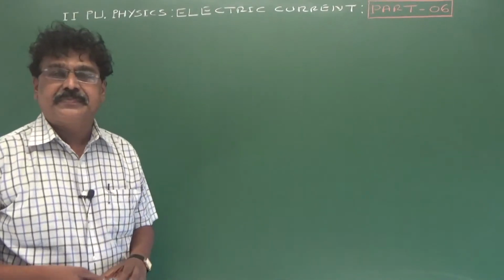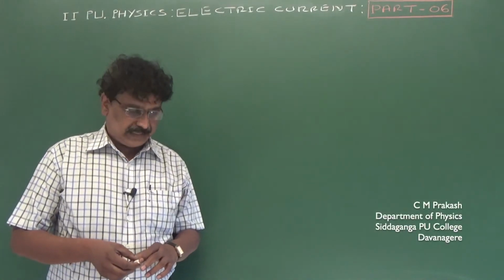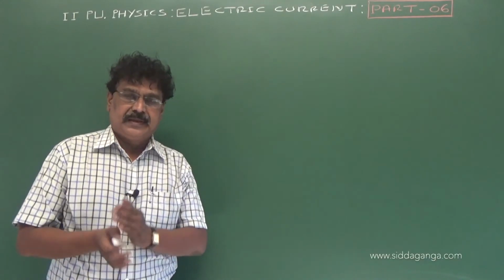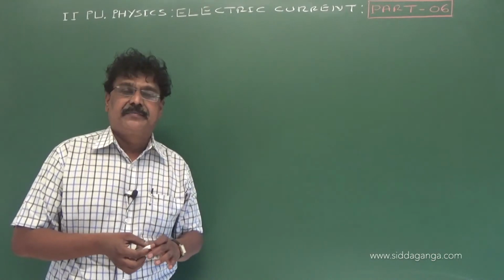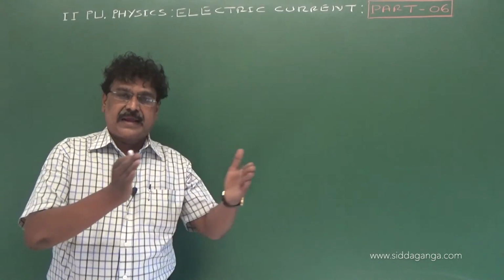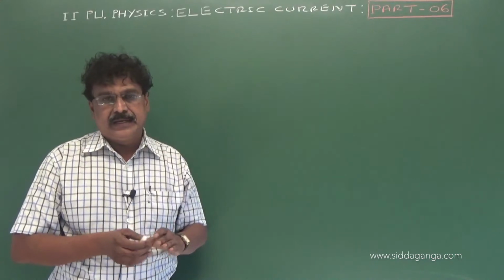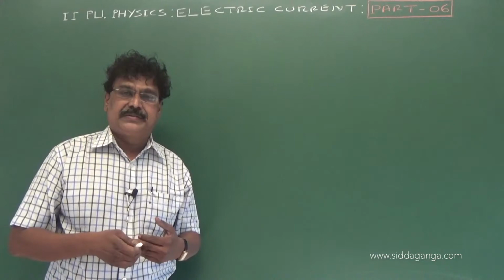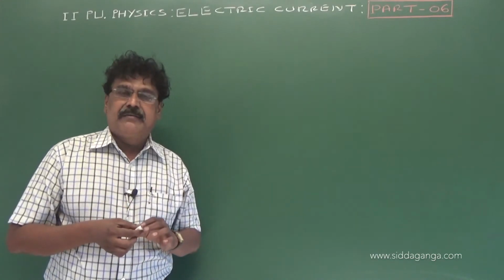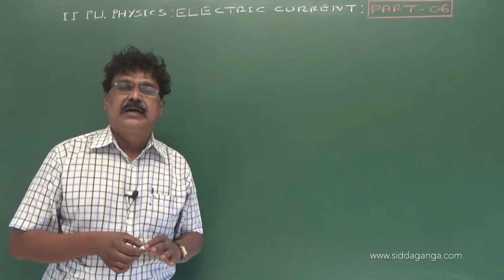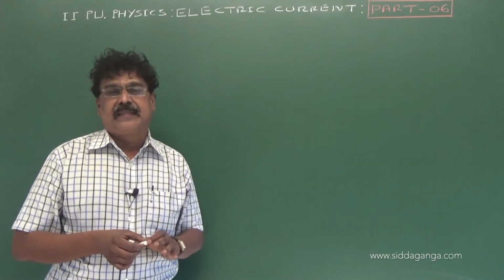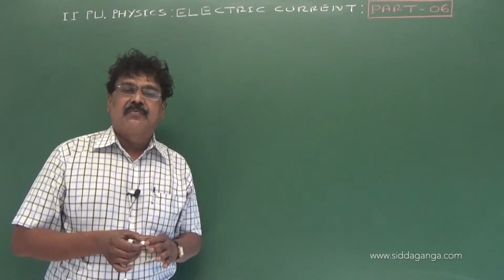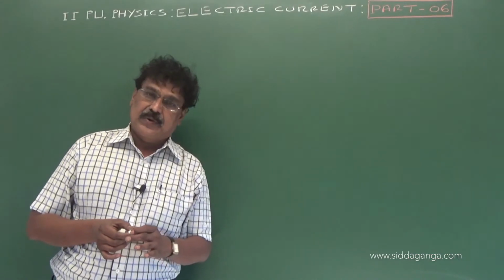Hello students, in the last class we discussed the expression for current density. We derived Ohm's law and discussed Ohm's law and its applications. And we have also discussed the resistance of a conductor. It is the opposition offered by the conductor to the flow of electric current through it.